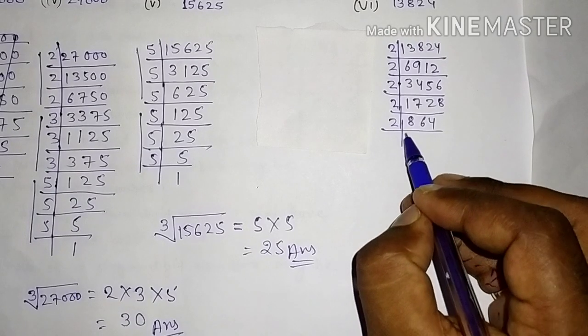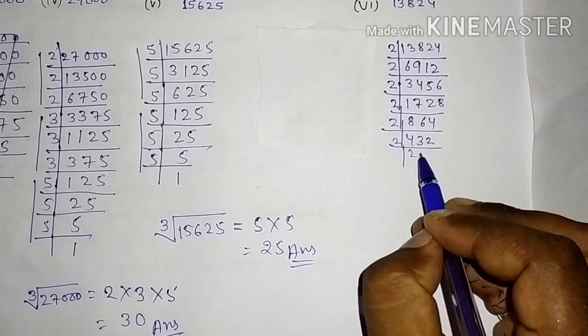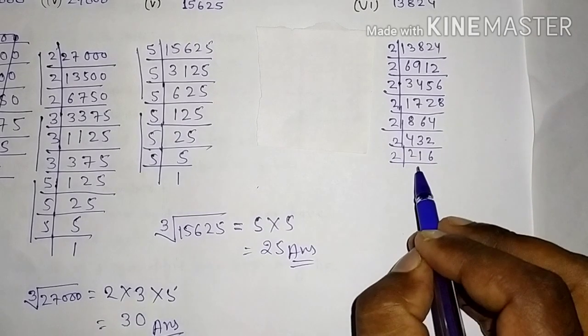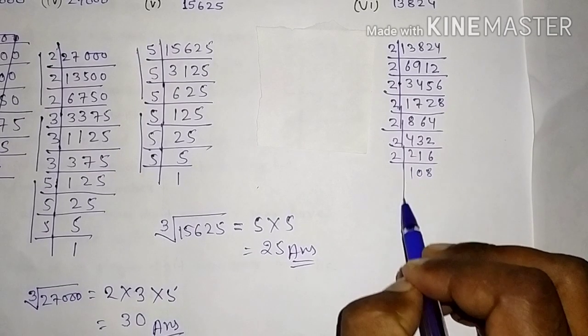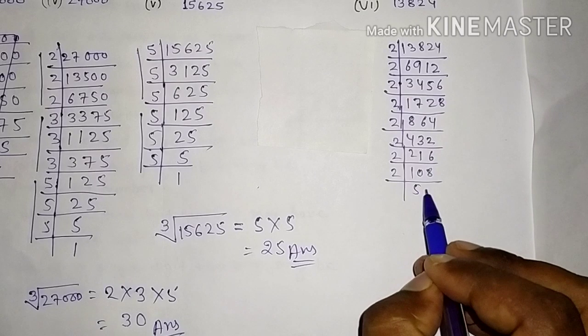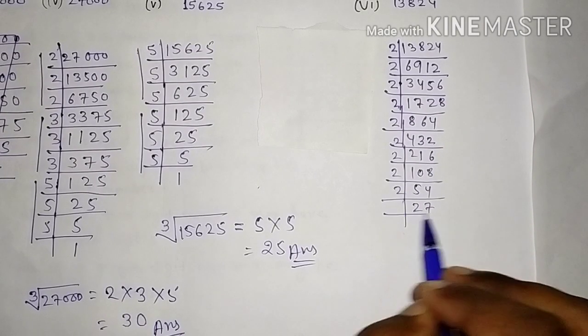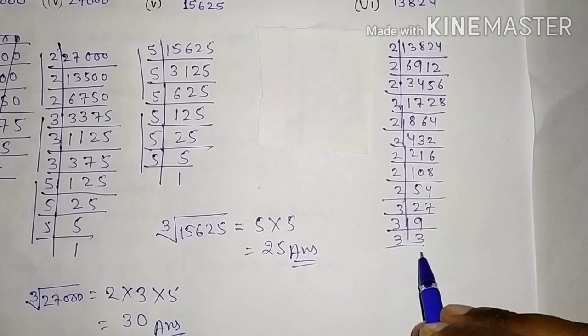Again take 2 here: 2 4s are 8, 2 3s are 6, 2 2s are 4, 2 2s are 4, 2 1s are 2, 2 6s are 12, 2 1s are 2, 0, 2 8s are 16, 2 5s are 10, 2 4s are 8, 2 2s are 4, 2 7s are 14, 3 9s are 27, 3 3s are 9, 3 1s are 3.